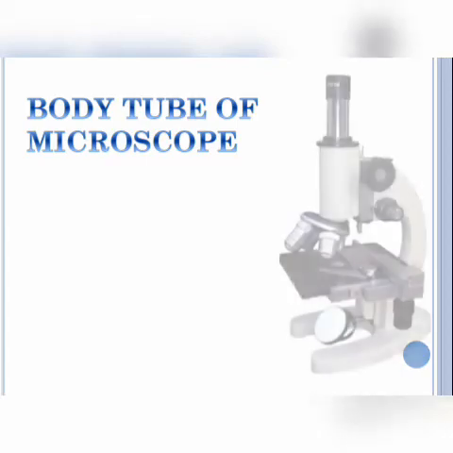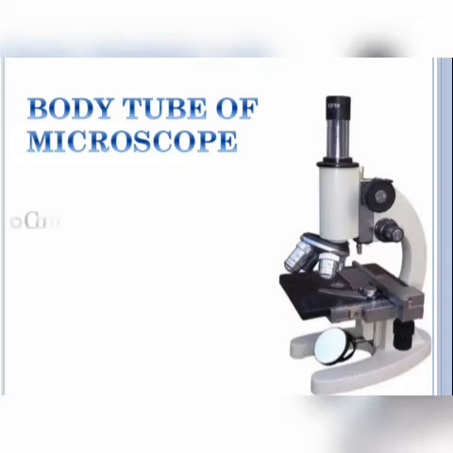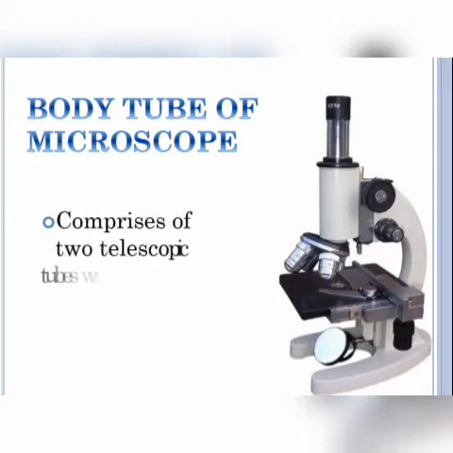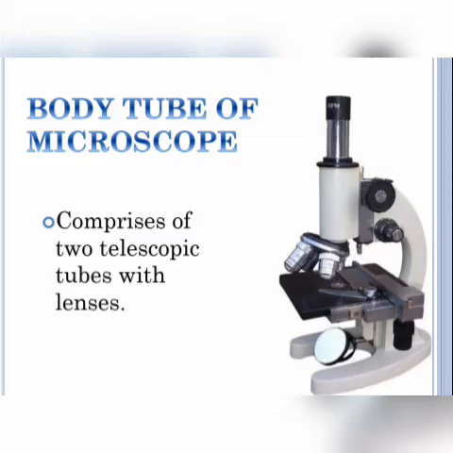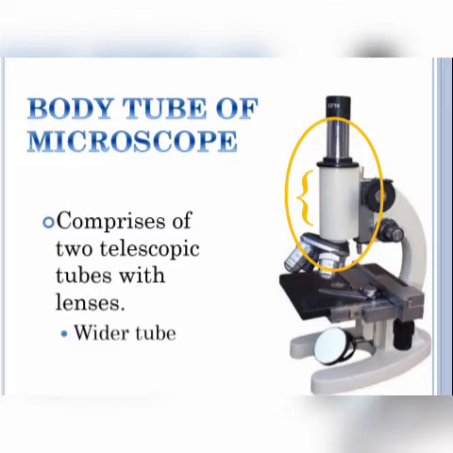The next is going to be body tube of microscope. A body tube is comprised of two smaller telescopic tubes with lenses which are mounted at the either ends. The wider tube holds the turret with objective lens, as we can see with a second bracket, and the narrower tube which holds the eyepiece.